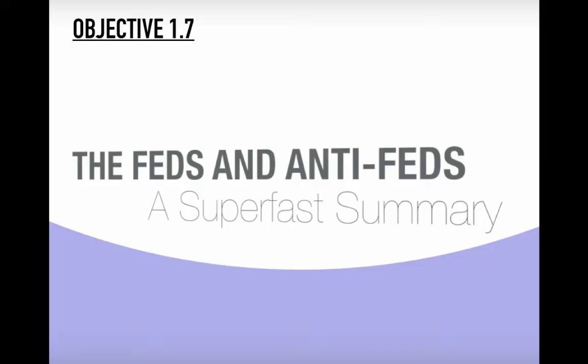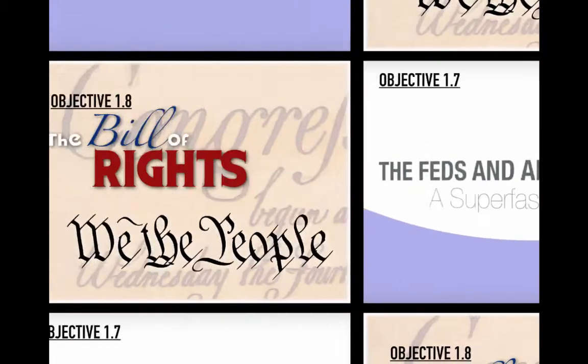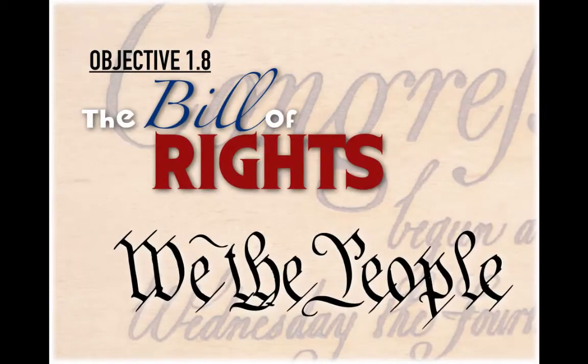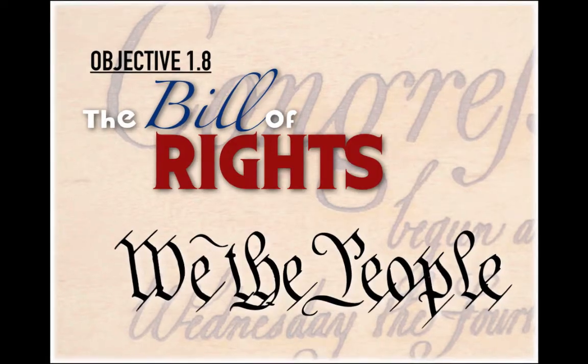In Objective 8, we learned about the Bill of Rights. The first 10 amendments of the Constitution protect essential liberties of the people. It was included in the Constitution at the behest of the Anti-Federalists.